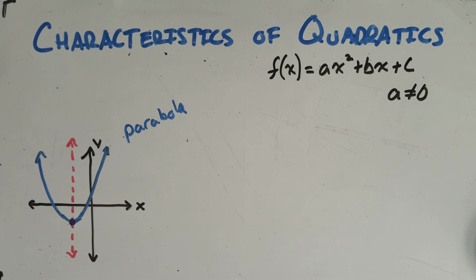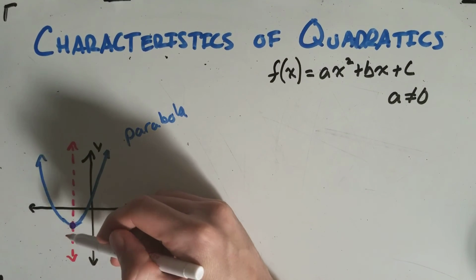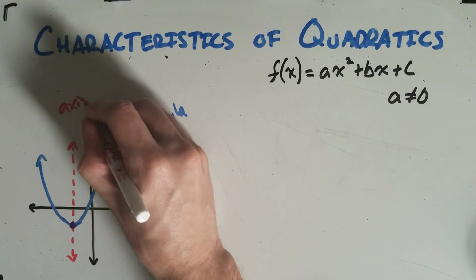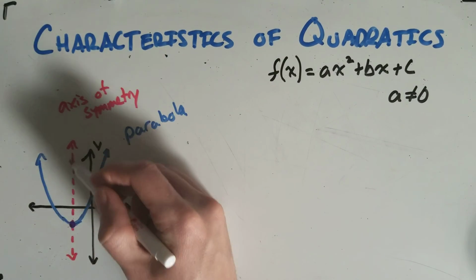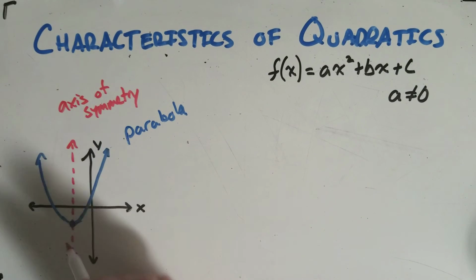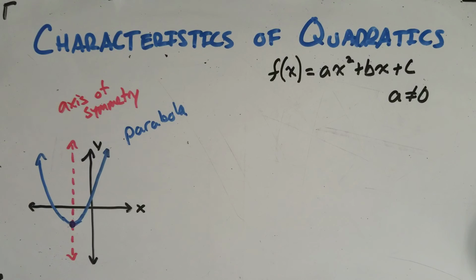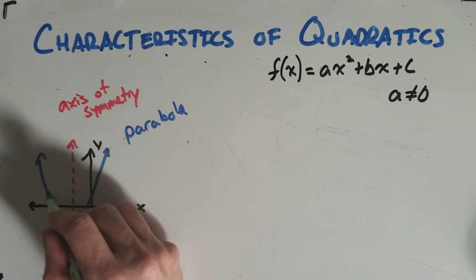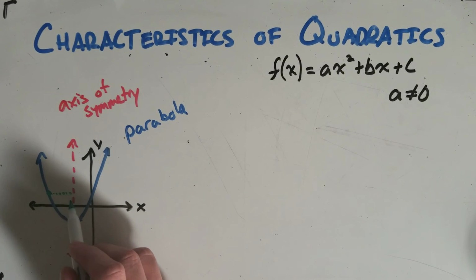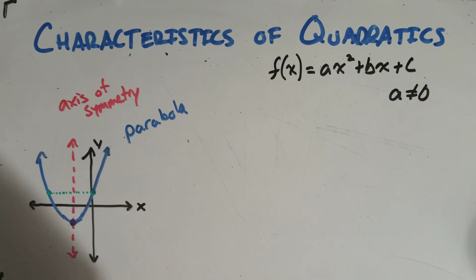Another special characteristic, when you have a parabola, there's a line right in the middle that's called the axis of symmetry. And this line here is a vertical line. Across the axis of symmetry, the parabola is going to be a mirror image. And what that means is any point that you find over here on the left side is going to be the same distance away from the axis of symmetry as the point on the other side. So everything mirrors over. They're both the same distance from that middle. So that's what the axis of symmetry is.